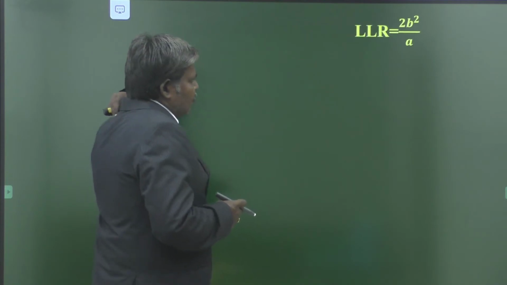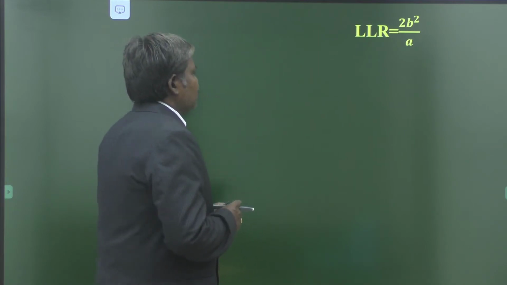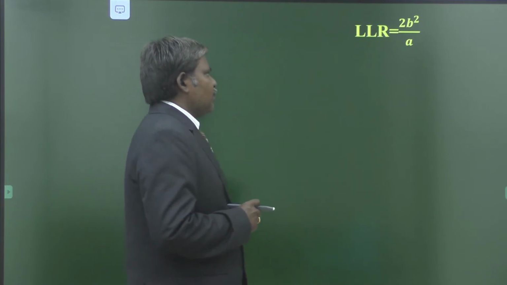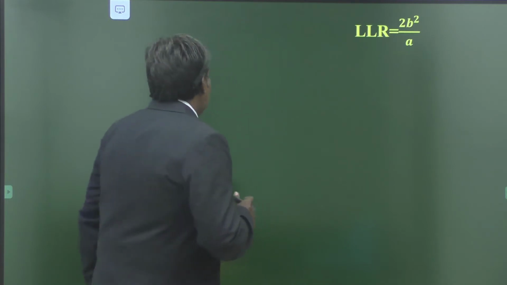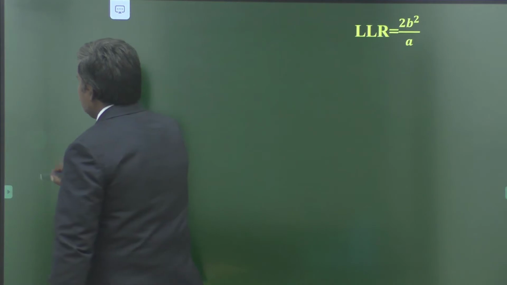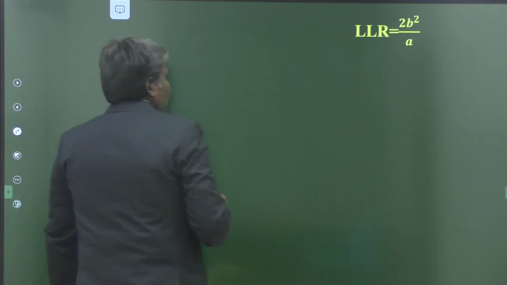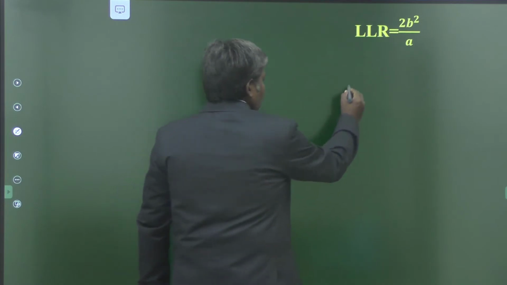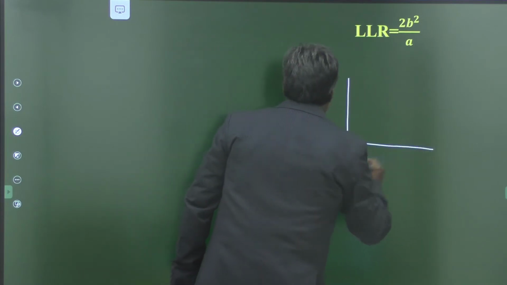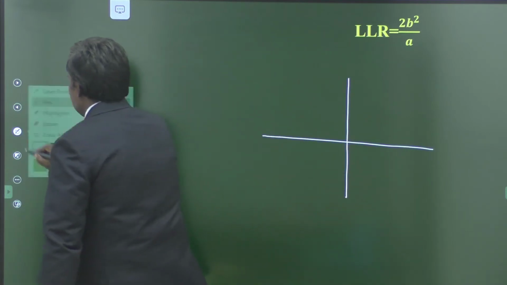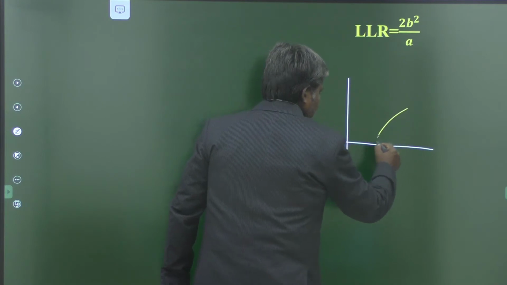So this is the next property. Length of the latus rectum of the hyperbola x square by a square minus y square by b square equal to 1 is 2b square by a. Length of latus rectum is what? 2b square by a. How to prove this one? It is also very easy for you. Consider the hyperbola x square by a square minus y square by b square equal to 1. Its curve is like this.